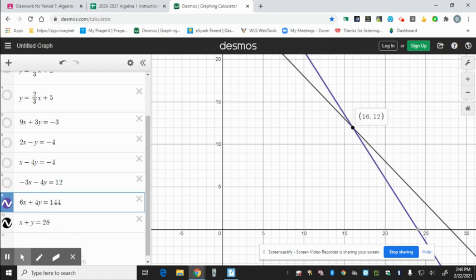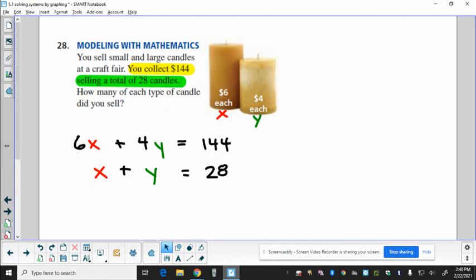Now we got to go back to this situation, (16, 12) as an ordered pair. Now, what we got to remember is that the X were my large candles. So there's 16 large candles and then 12 small candles to be a solution to this particular situation. And there you go.